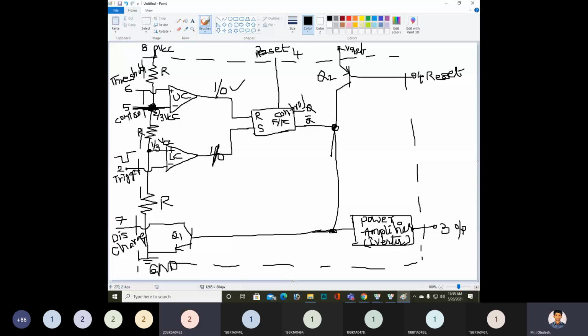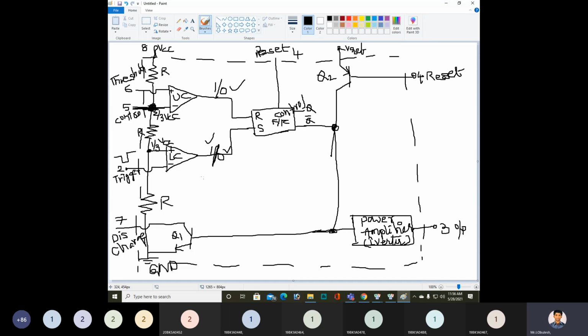Is it clear? Yes, sir. For the lower comparator, trigger voltage value is less than 1 by 3 VCC, you will get 1. Trigger voltage value is greater than 1 by 3 VCC, you will get 0. Yes, sir. Fine, clear.